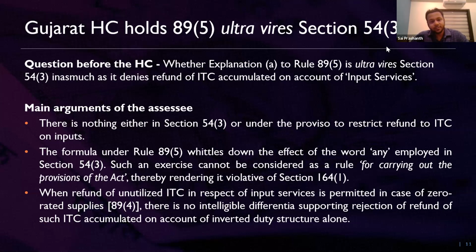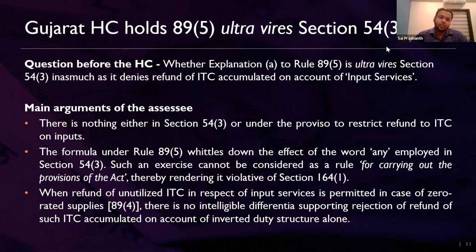First, they said there is nothing either in 54.3 or under the proviso to restrict the refund to ITC on inputs. Just elaborating a little bit on this argument: they said 54.3, the beginning portion says unutilized input tax credit. The beginning of the proviso also says unutilized input tax credit. Then they also explained what the meaning of inputs meant under the proviso.